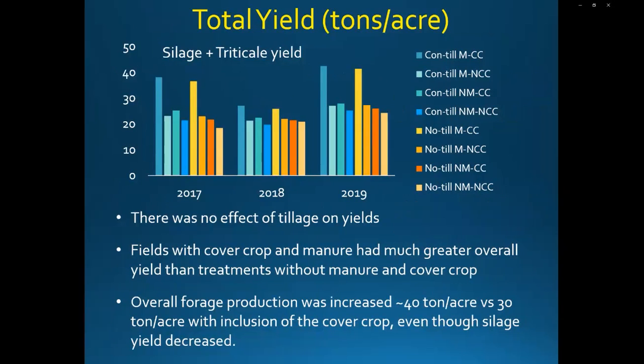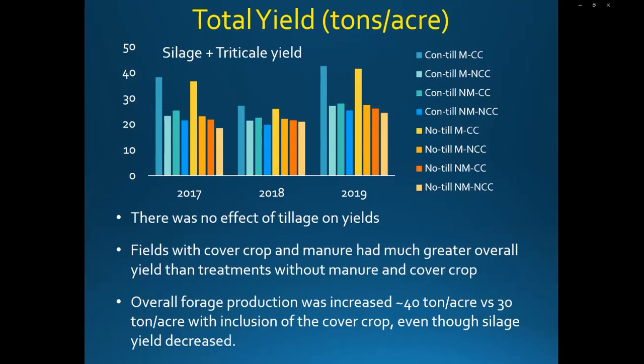If we look at the total tonnage, though, if we include both the silage and the triticale, there was no effect of tillage on these yields, but the fields that had cover crop with manure had a much greater overall yield than treatments without manure and cover crop. And overall, our forage production was increased to about 40 tons per acre when we had the inclusion of the cover crop with manure, though.